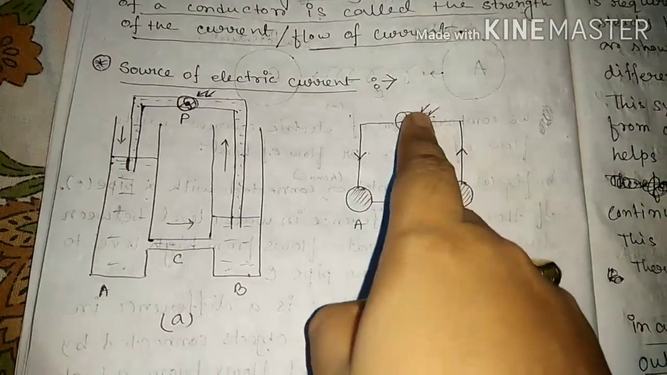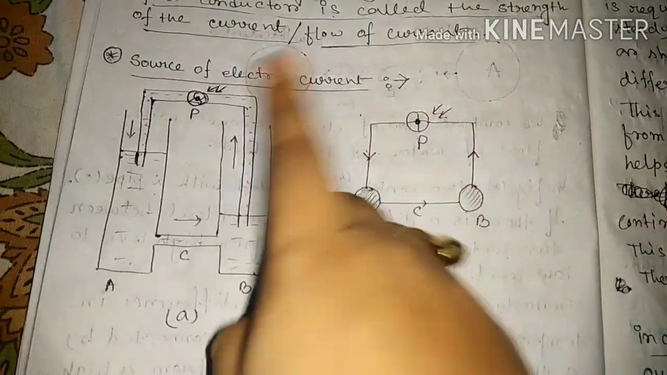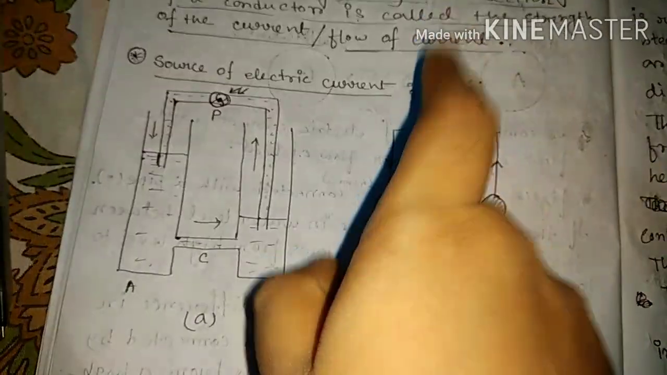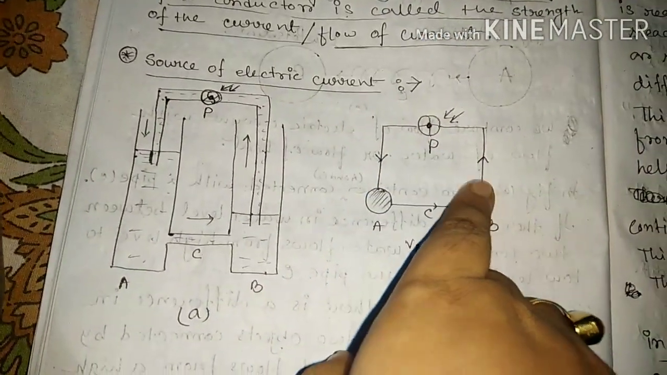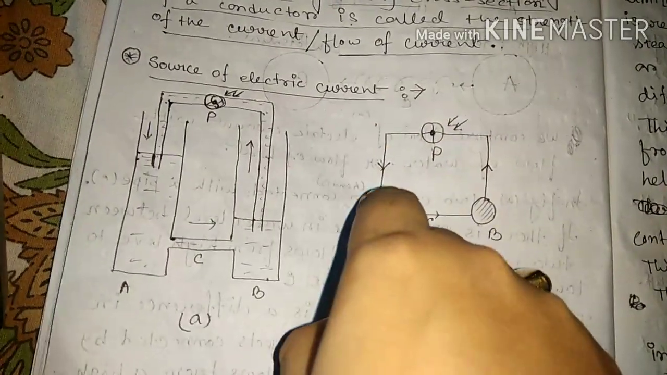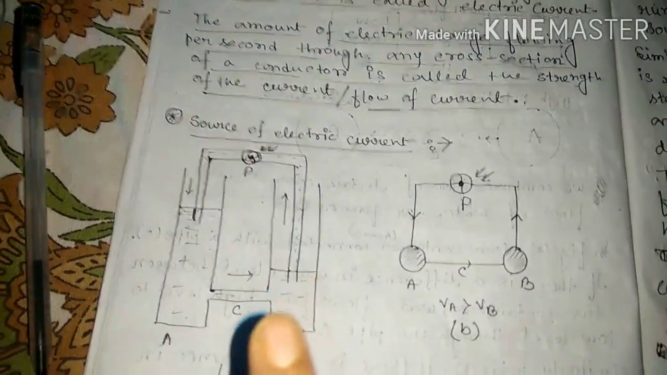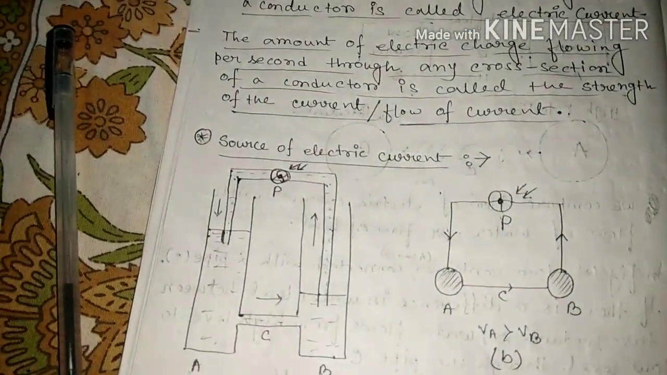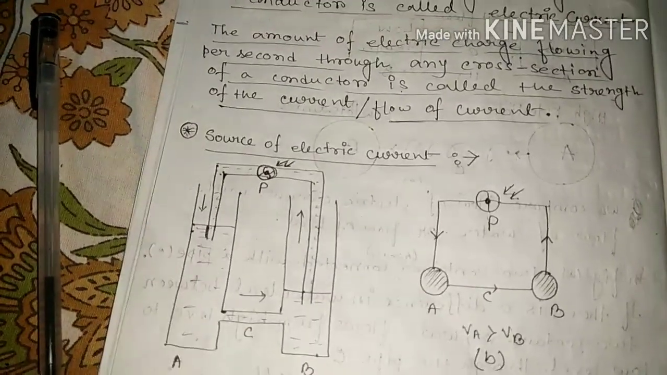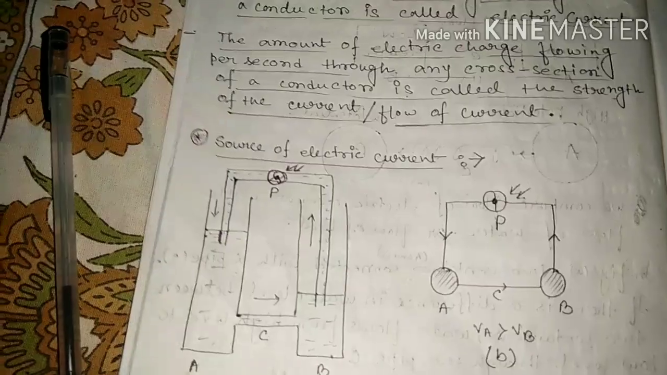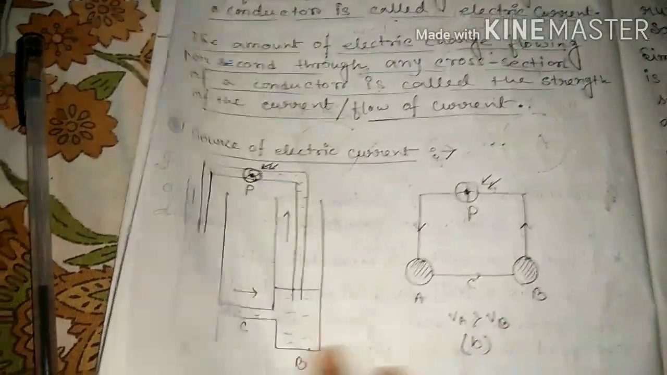In this case, the pump-like device also needs some energy to do this work, that means sending some charges from B to A. It needs some energy from the outside, and that external energy, due to which we get a continuous or steady current flow in conductor C, is called the source of electricity.